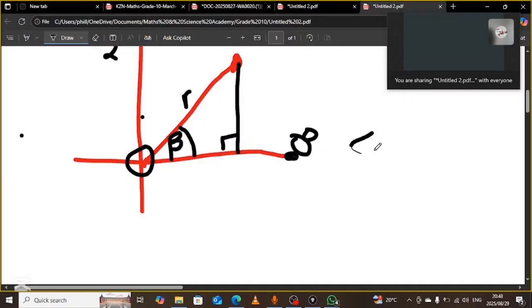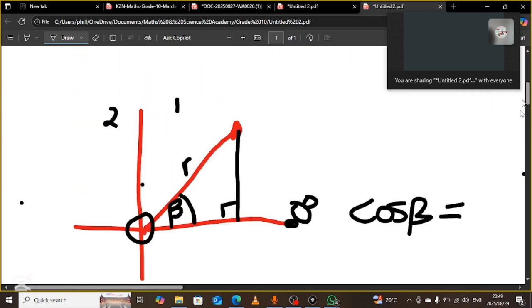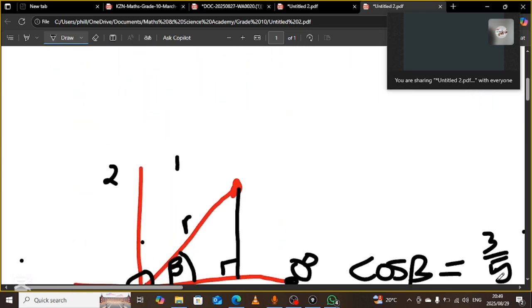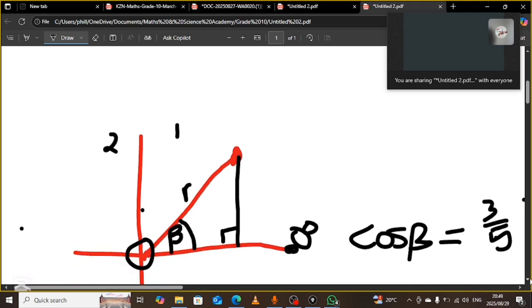So remember we have cos beta. Sorry, beta here. We're going to make beta the subject of the formula. Cos beta the subject of the formula, right? Yes, cos beta. Step number 2.